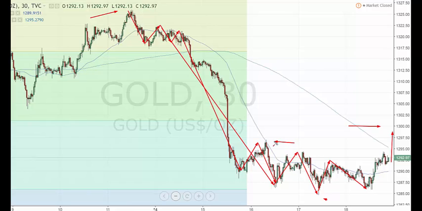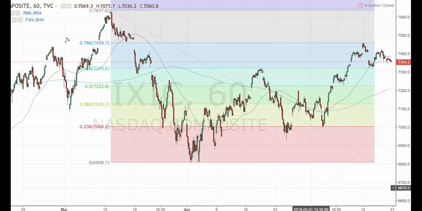Then 1320 is important, and then the peak here around 1325 thereabouts, and then upwards to 1360 and 1400, which is what I'll be looking for. Right, so that's gold out. Right, next the Nasdaq Composite, which is still giving a very bearish signal at this point.